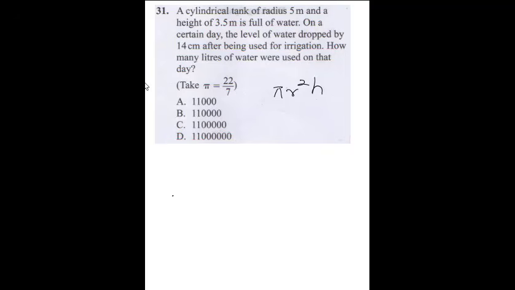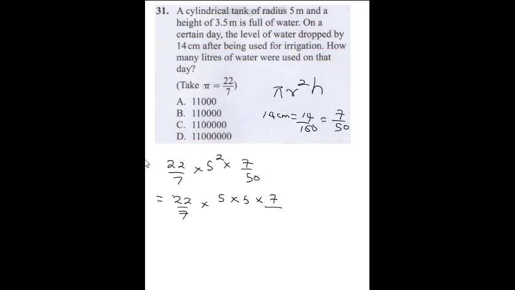So the second thing is we want our units to be all uniform. So we'll change 14 cm to 14 over 100, which will give us 7 over 50. Now that's our height. So all we need to do is apply our formula, which is 22 over 7 times 5 squared times 7 over 50, which is going to be 22 over 7 times 5 times 5 times 7 over 50.